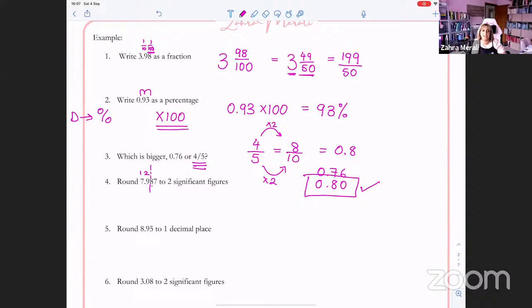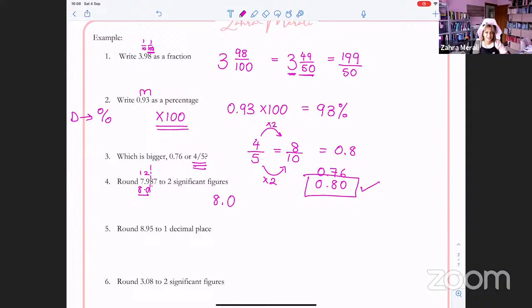So that's 5 or bigger. So it's 8 because it's bigger than 5, 6, 7, 8, 9. And so we add 1. When we add 1, that becomes 0 effectively, but that 0 is still significant because we want 2 significant figures. So we've got 8.0.